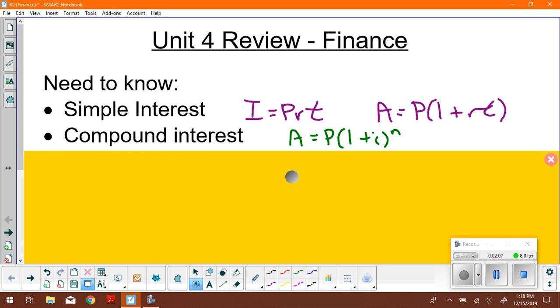Along with that, you need to know what the different compounding periods are. If I say it's monthly, you know that's 12 times a year. If I say it's bi-weekly, you know that it's 26 times a year. So be familiar with the different types of compounding periods because you need them to work this formula.